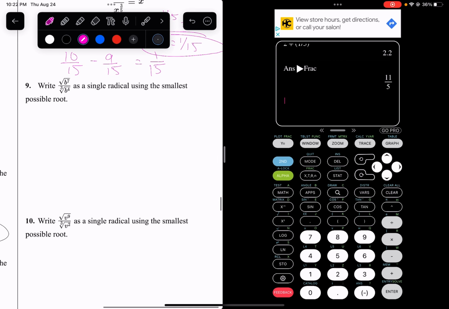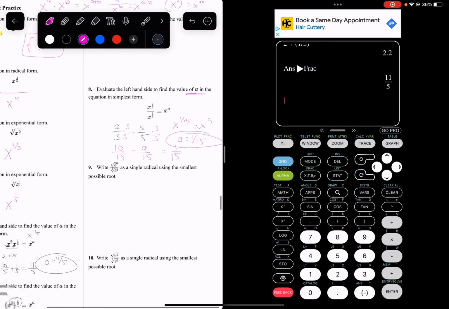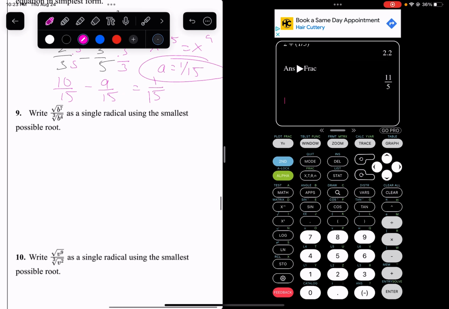Okie dokie. Something like this. It says, write this as a single radical using the smallest possible root. Okay. So what we need to do for this guy is first we should write this guy as a power. So the top value is going to be b to the power of 7/2. Remember, if there's nothing there, it's an implied 2. And then the guy on the bottom is going to be b to the power of 4/3.